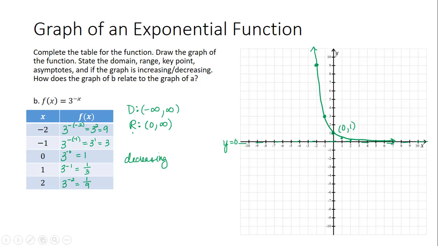But how does this graph relate to the previous graph? Notice that this graph is the previous graph, except there's a negative on the x. So this is an inside change, that is a change to the x, and this causes a reflection across the y-axis. So this graph of 3 to the -x is a reflection of 3 to the x across the y-axis.